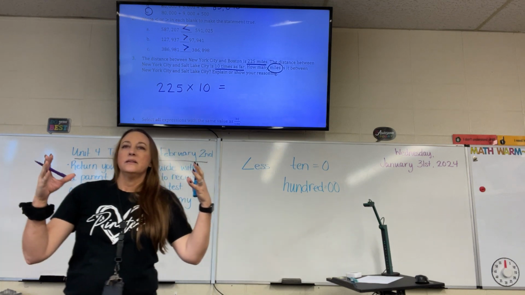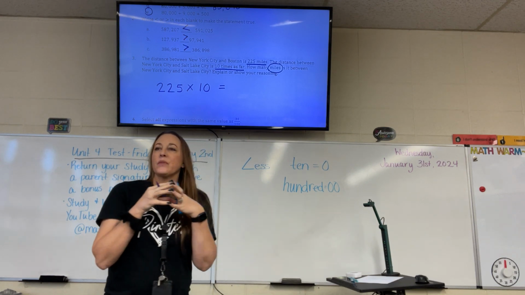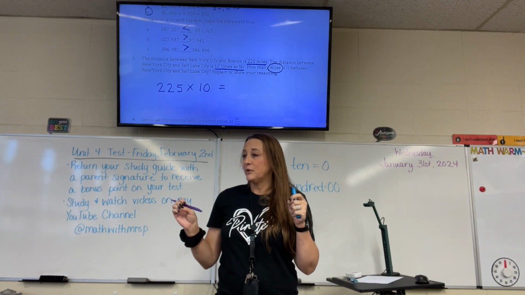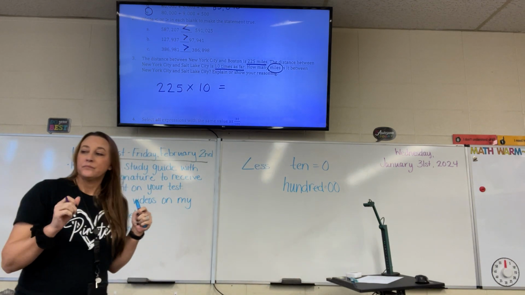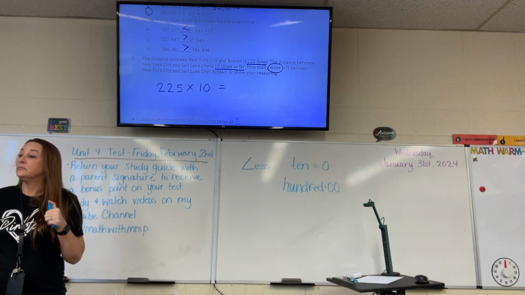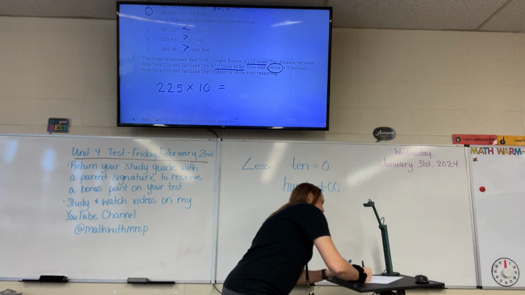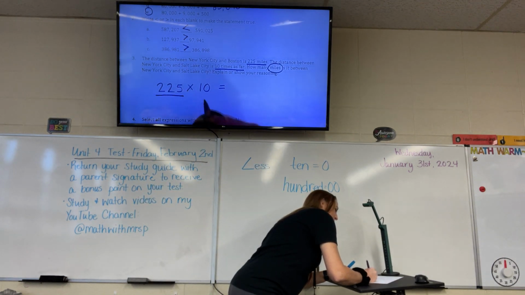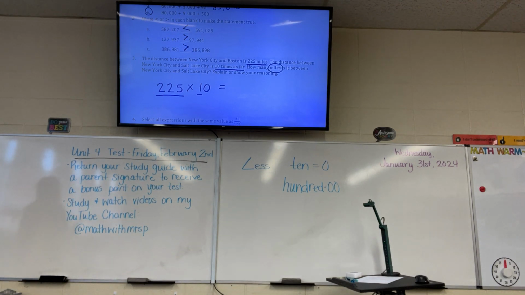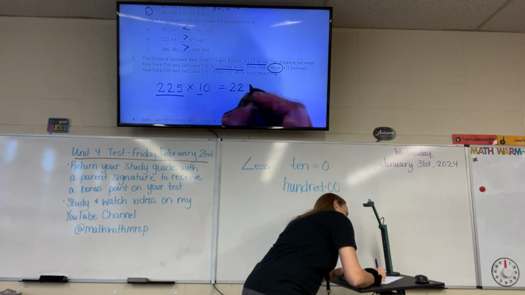The basic fact is all the numbers in the problem except the zero or zeros. Olivia? 225 times 1, okay? Everybody underline, don't highlight, underline 225 times 1. What is 225 times 1? Everybody. 225. 225, because 1 times anything is that original number, right?